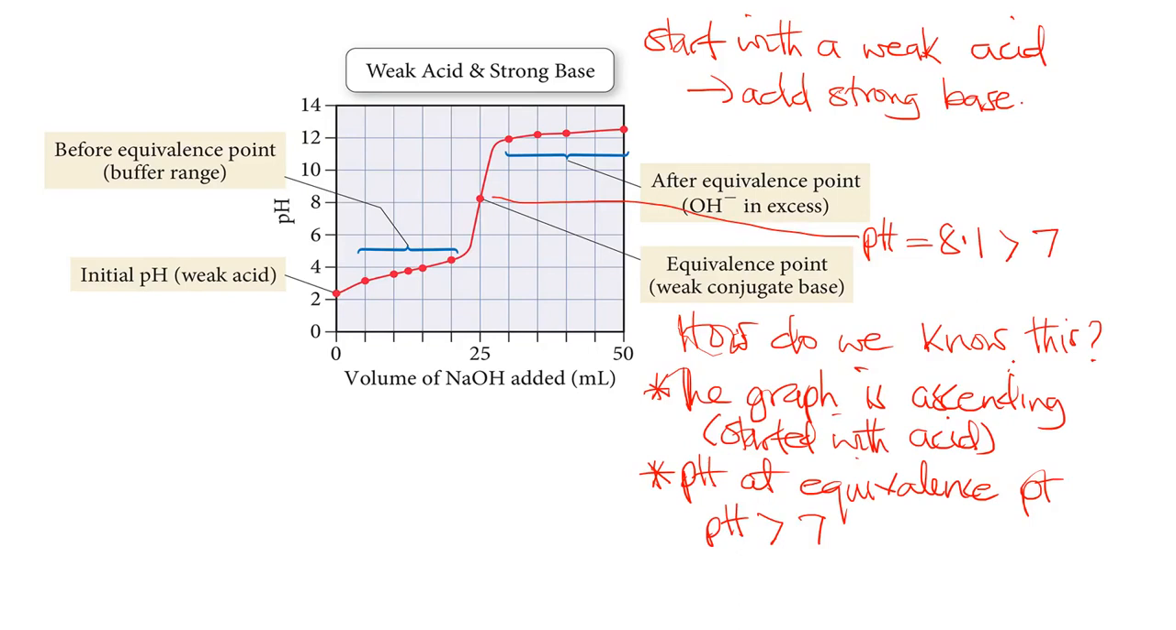So two things that you need to look for. The first one is the graph is ascending. The second one is that the equivalence point pH is greater than 7. So that will tell you that you started with a weak acid and added a strong base. And you can see here that it is showing that you are adding sodium hydroxide, and the pH is rising.